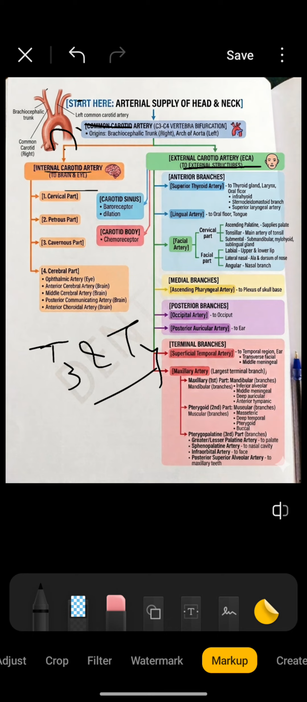So in this video we mainly talk about the external carotid artery and its branches. In the next video we will study the internal carotid artery in a simplified version. So let's begin with it.